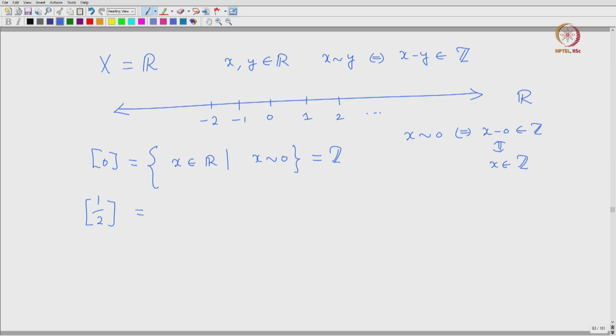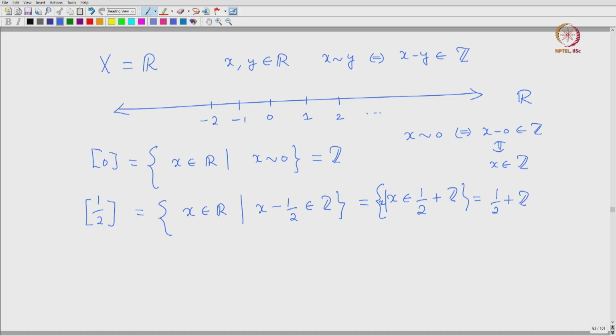the equivalence class related to this will be those x in R such that x is related to 1 by 2, that means x minus 1 by 2 should be an integer. So, now it is not difficult to work out, this is the same as all possible elements of 1 by 2 plus an integer. So, that means this is exactly 1 by 2 plus the integers.